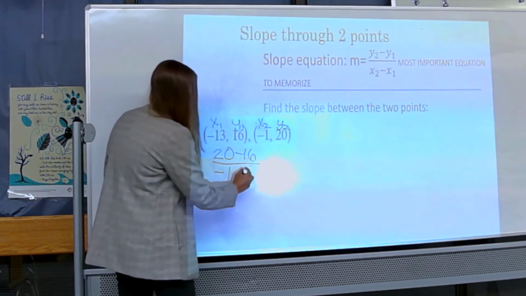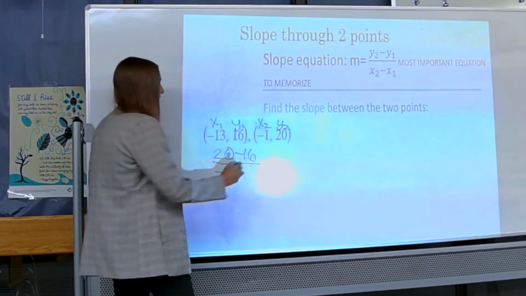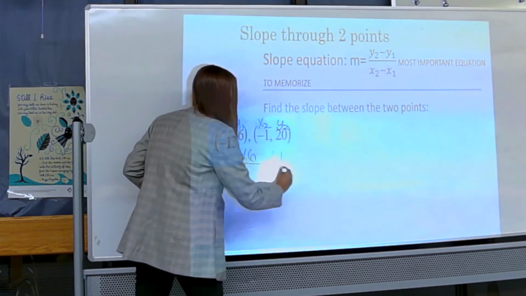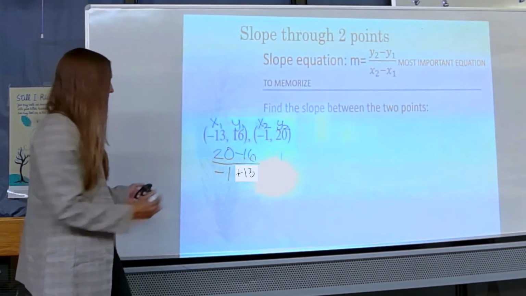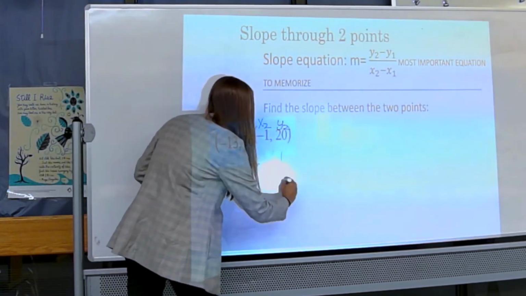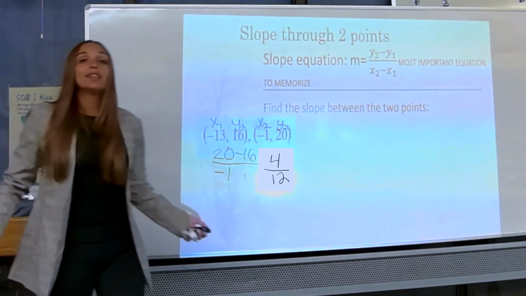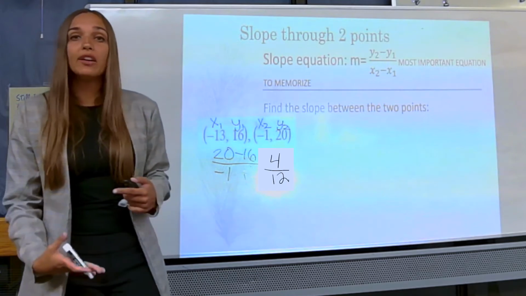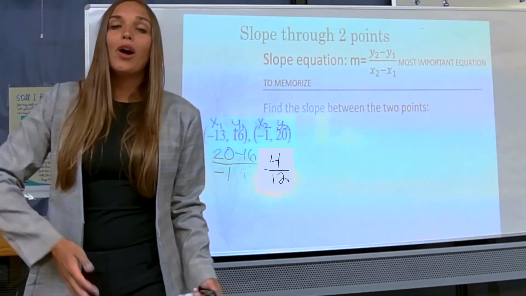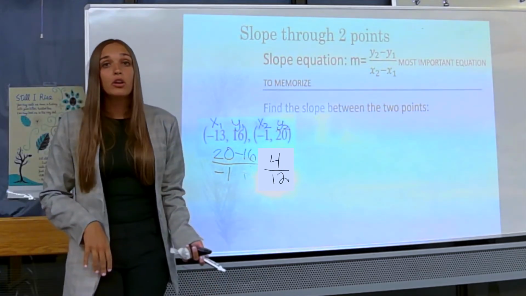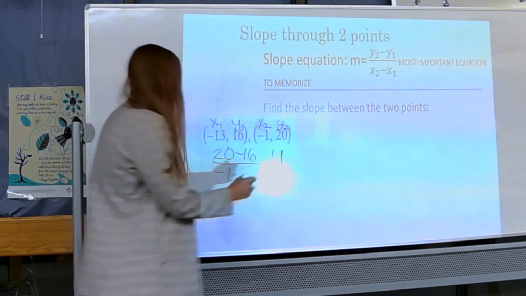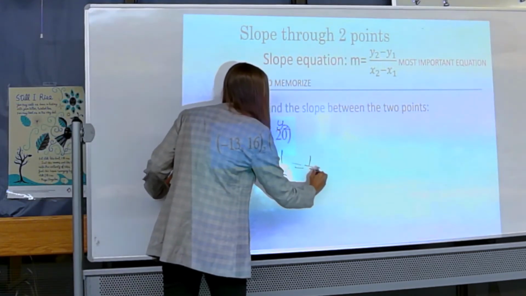So now we have a plus here. So our numerator is 4 divided by our denominator, which is 12. So now we have 4 divided by 12. But that's not simplified. We need our simplified slope. Why would we want to go up 4 and over 12 when we could go up 1 and over 3?